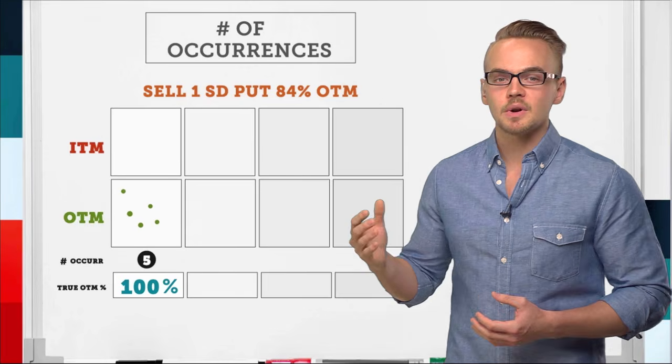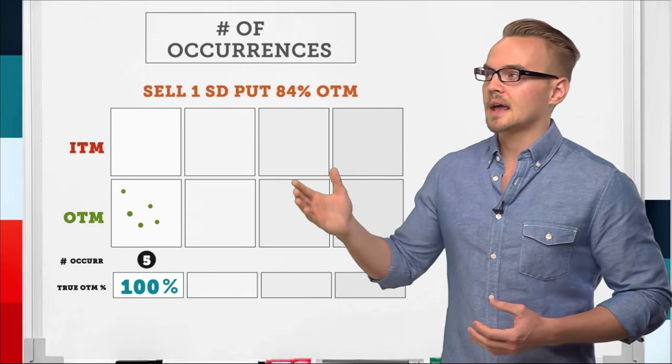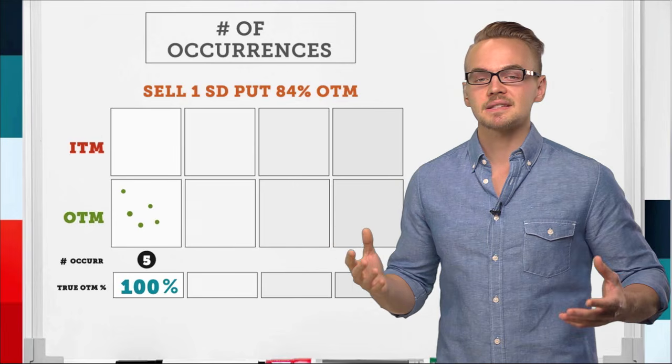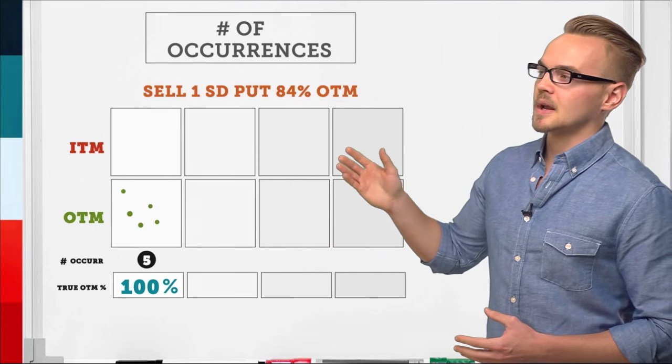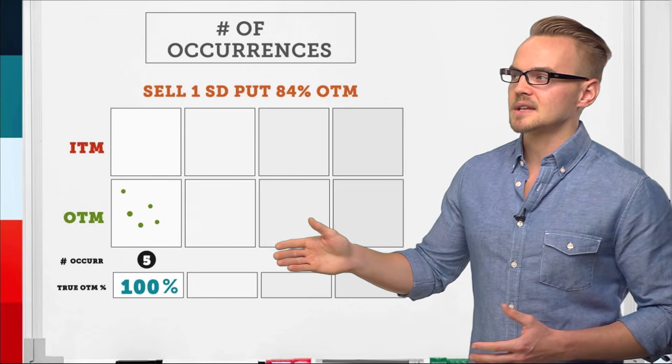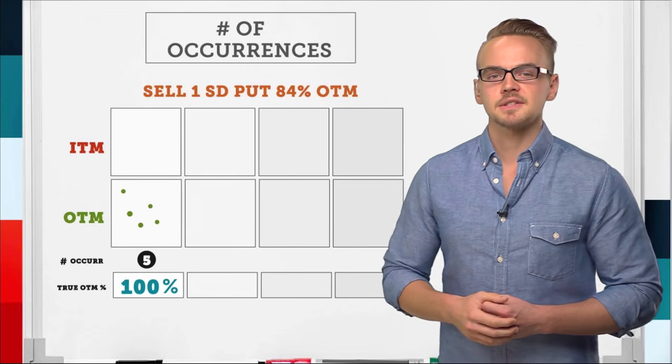Because if I'm using 25% of my whole portfolio and I've got in the money trades that are going against me, then I might be wiped out, and that's not what I want. So again, when I've got these occurrences low, we can see the variance in the probabilities that are the true out of the money percentages.